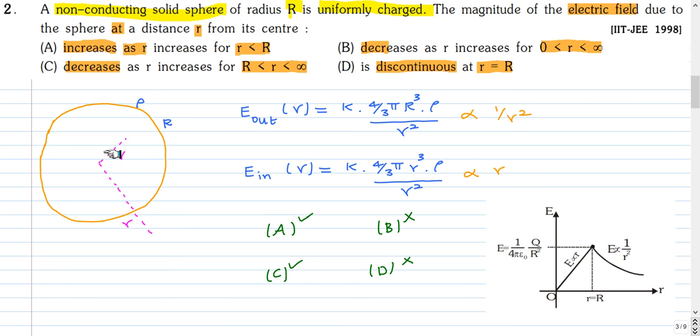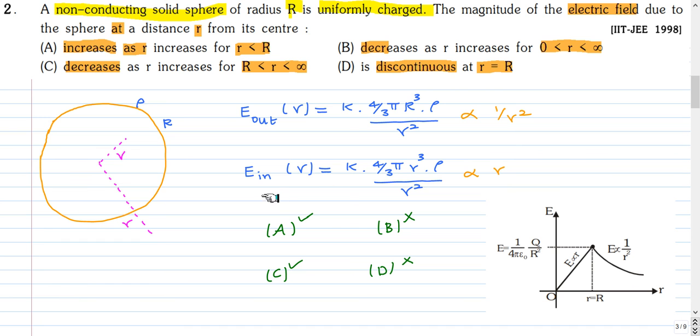Here is the solution. It's a non-conducting solid sphere which is uniformly charged, and let the charge density be rho. So you have to find the expression of electric field at any general point outside and inside. Electric field at a point outside: it's as if the full charge is concentrated at the center as a point charge. This is a standard concept we are using. So it is K into 4 by 3 pi R cube into rho, that is the total charge, divided by r square. So it's proportional to 1 by r square.